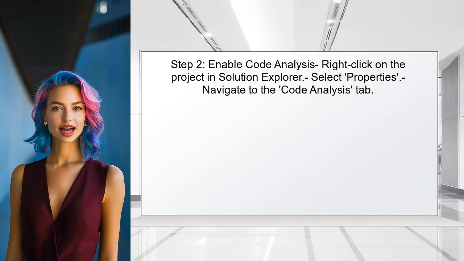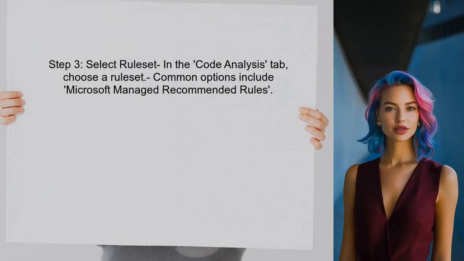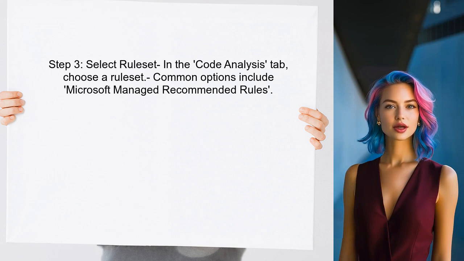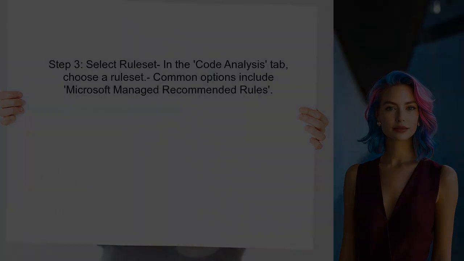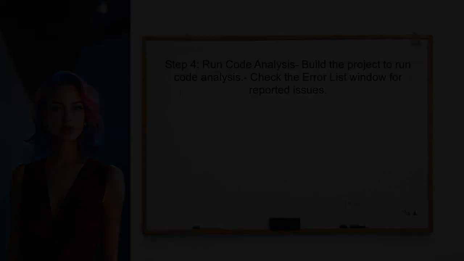After updating, the user can enable code analysis for their .NET Standard project. This is done by right-clicking on the project in Solution Explorer and selecting Properties. In the Code Analysis tab, the user can select the appropriate rule set for their project. This will allow them to run static code analysis on their .NET Standard code. Finally, the user can run the code analysis by building the project. Any issues will be reported in the error list window, allowing them to address potential problems.